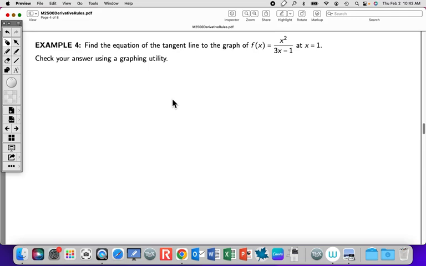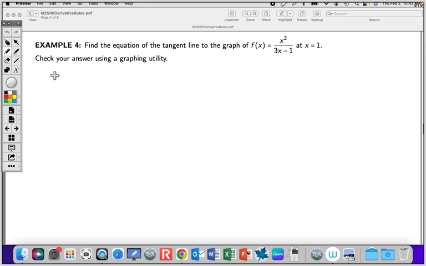Look here at example 4. We're asked to find the equation of the tangent line to the graph of f of x equals x squared divided by the quantity 3x minus 1 at x equals 1. Then we're asked to check our answer using a graphing utility.